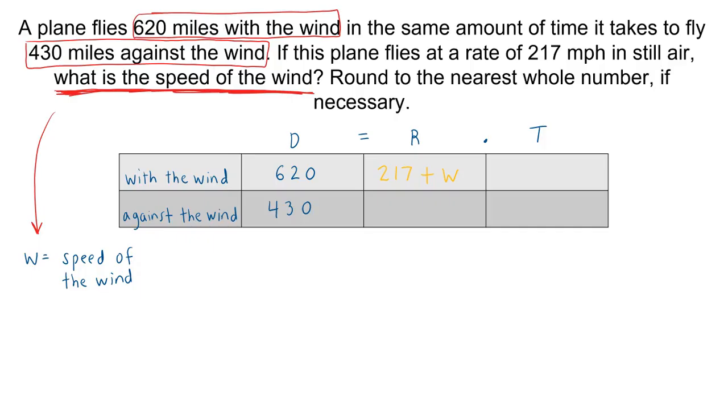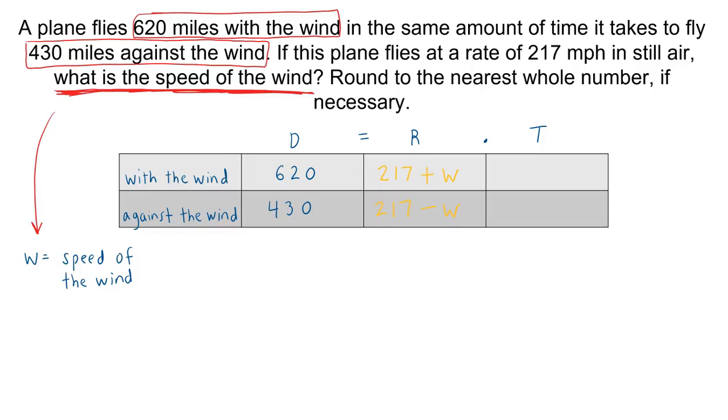Likewise, our speed against the wind would be 217 minus W. Because if we're flying against the wind, we're flying into the wind. In other words, we're flying in the opposite direction as the wind. And when that's happening, the wind is actually taking away from our speed. So our rate flying against the wind would be 217 minus W. Now, other than the information we've already put into our table, I don't see any other information given to us in the problem. But that's okay.